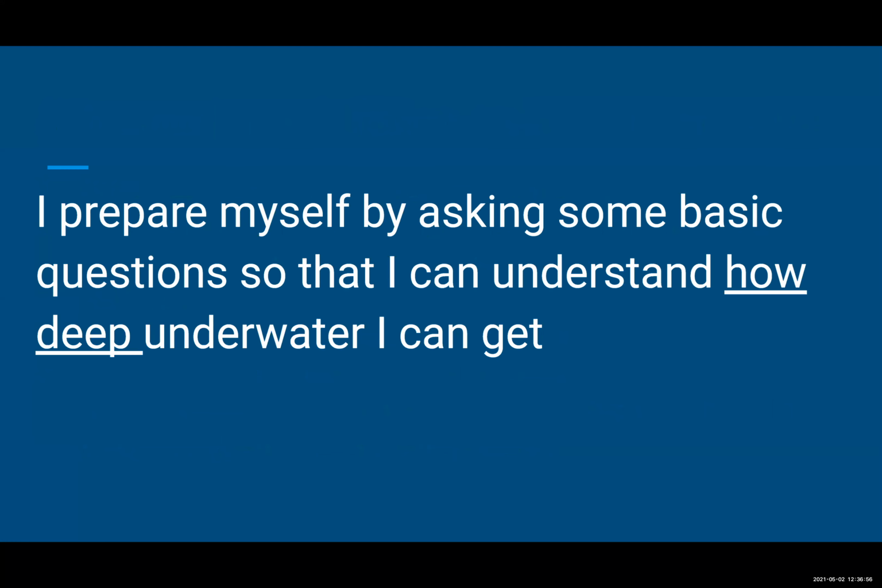I prepare myself by asking some basic questions so that I can understand how deep underwater I can get, because I think of everything as a math problem. So if you have a sized account, and if you're positioned accordingly, you will understand if you think like this, and if you have a gauge of the max that you can get under. Is it 20 ES points, or is it 200 ES points?